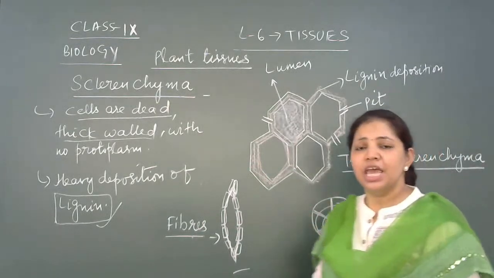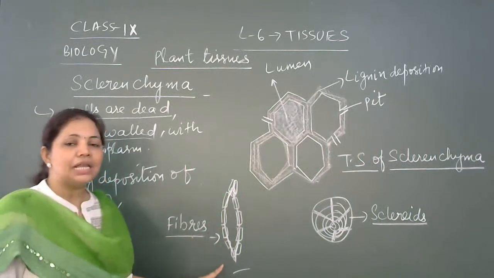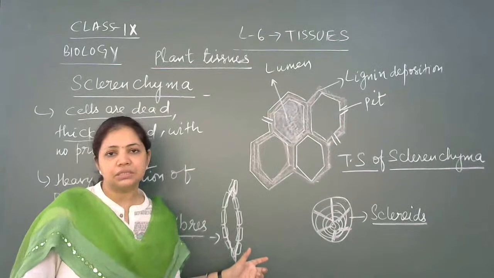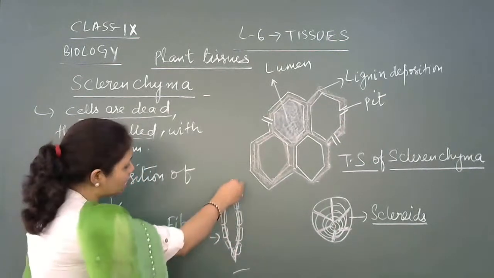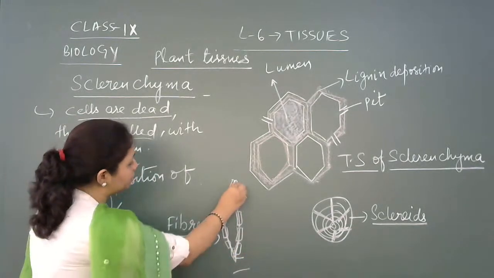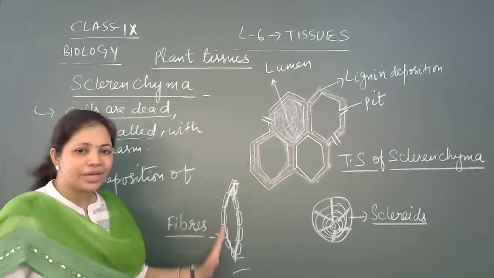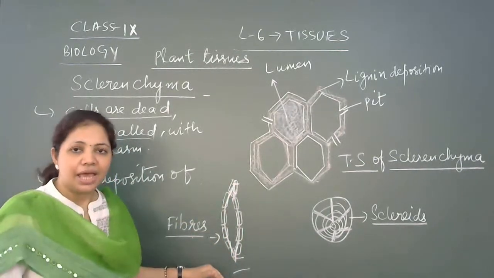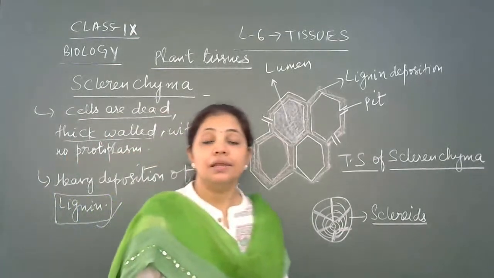The fibers, we just have a look at the appearance or shape. These are elongated, or some authors, some writers, biologists, also describe them as spindle shaped, because the cells are tapering, their ends are tapering, and the middle portion is a bit broader. So fibers are elongated, they have got tapering ends, right? But they do have deposition of the material called lignin.